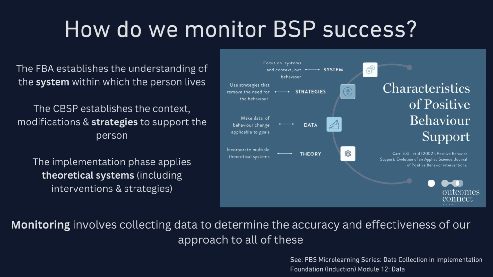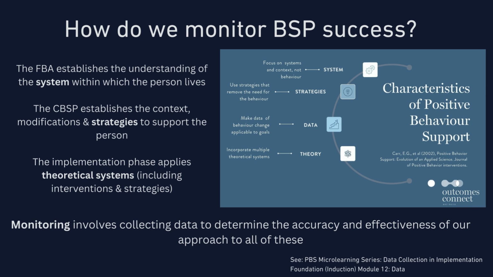When we marry that into this current context, we know that the FBA establishes the understanding of the system in which the person lives. We know that the Comprehensive Behaviour Support Plan establishes the context, the modifications, and the strategies to support the person. We know that the implementation phase applies the theoretical systems that will underpin the interventions and strategies that we apply.